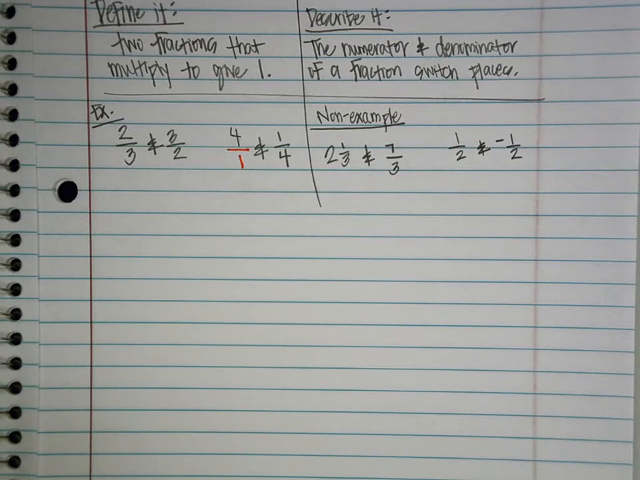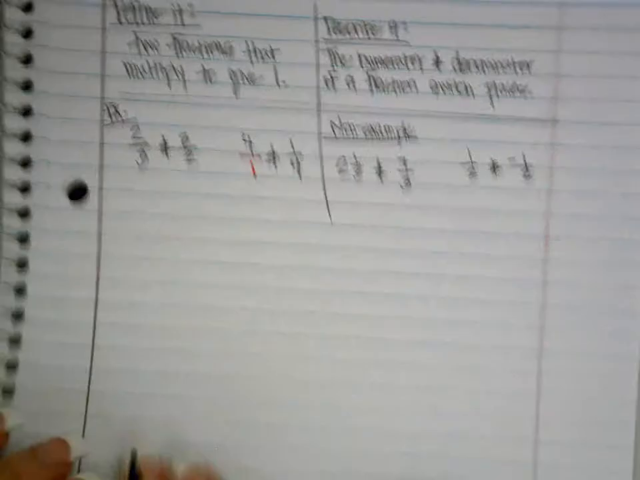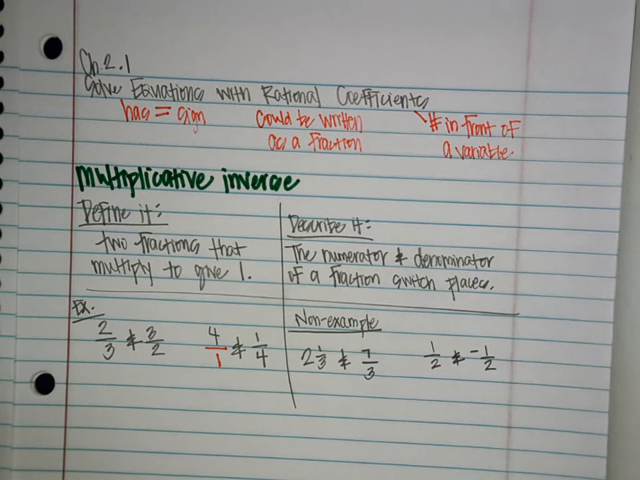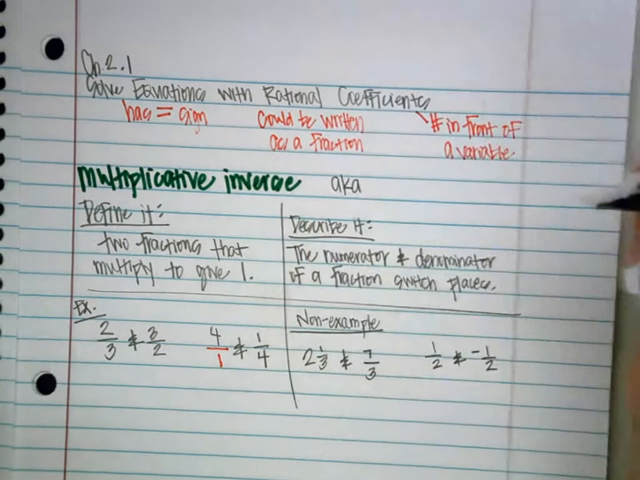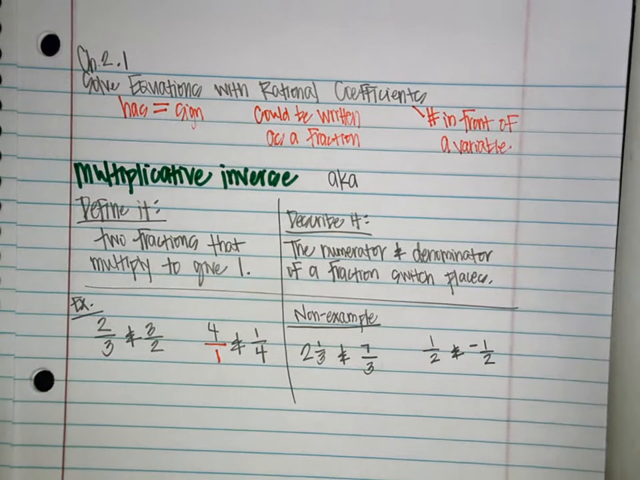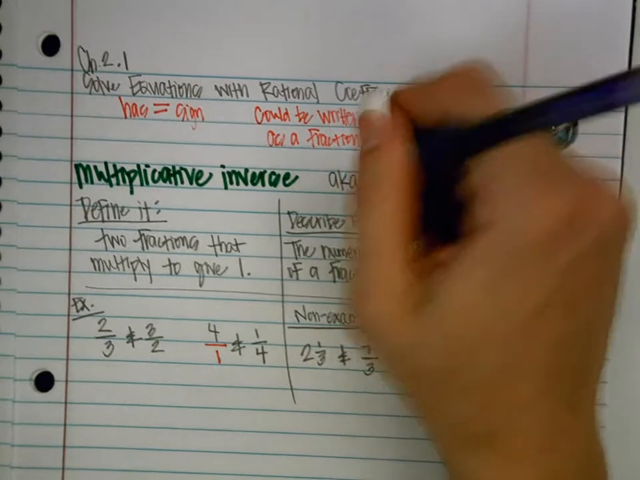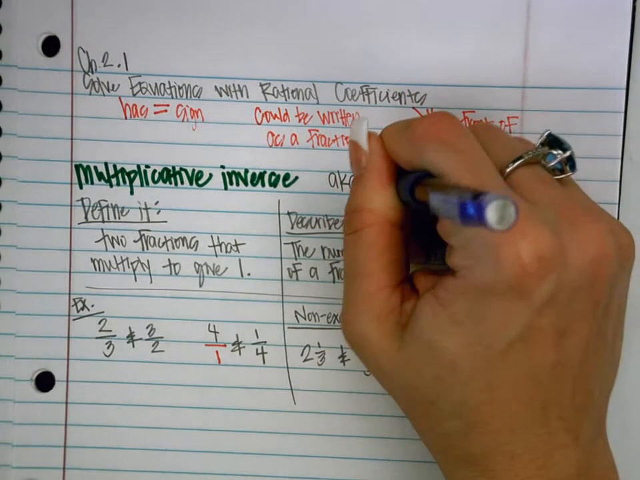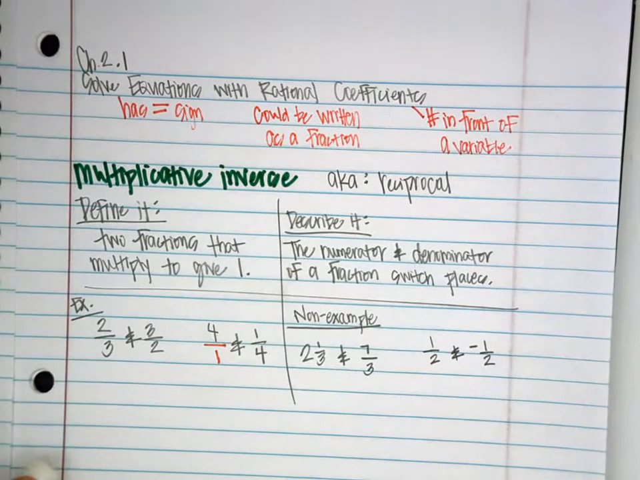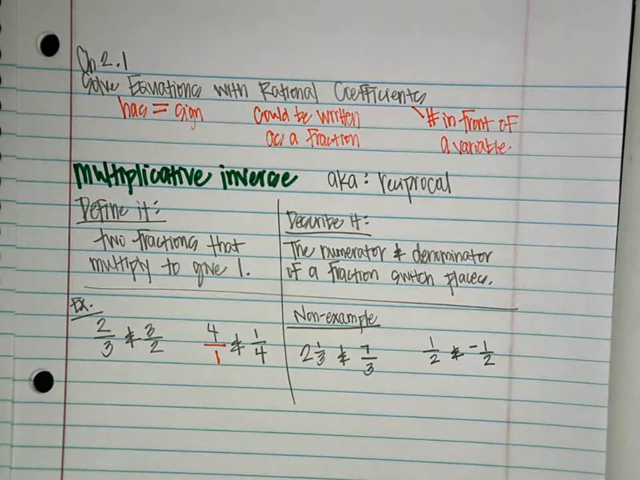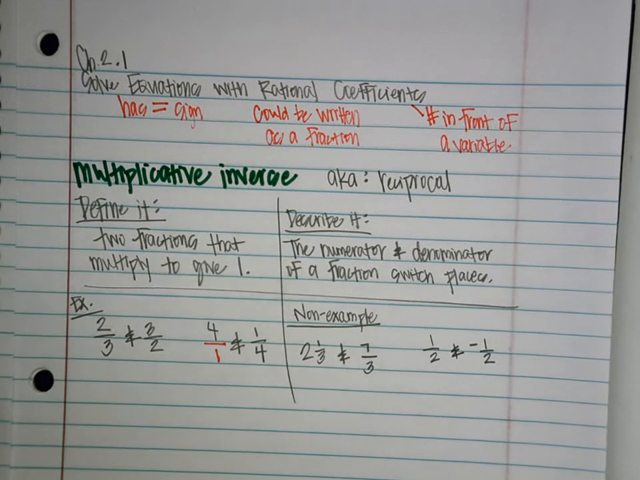Multiplicative inverse, what's another word for it? It starts with an R that you might have heard before. Not ratio, but reciprocal. Some of you might have heard this as a reciprocal. So I'm going to write AKA. Does anyone know what AKA stands for? Also known as. AKA reciprocal, or a fraction flip. It has nothing to do with being positive or negative.